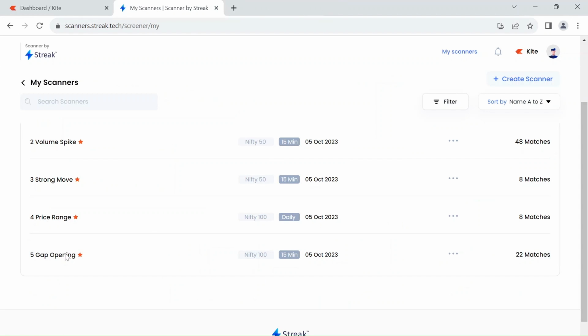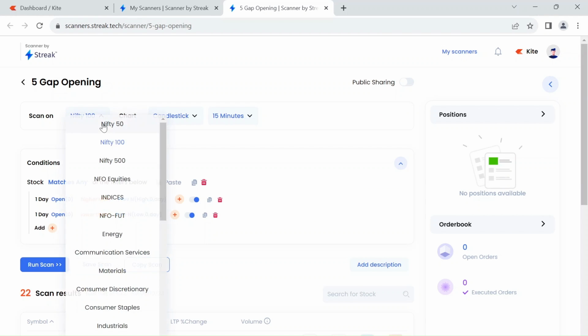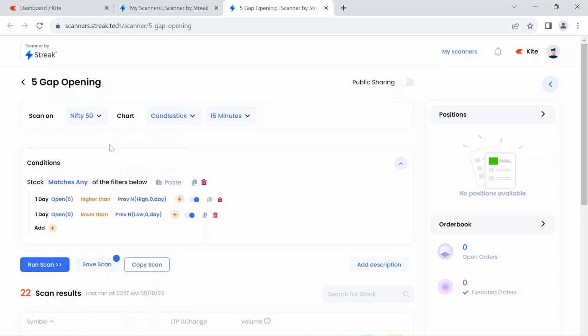And the last one is gap opening. So what I'm checking is whether the stock opened gap up or gap down. You can make it Nifty 50, and so day's open is higher than previous day's high. That means it made a gap up, or match any, so either this or this. Day's open is lower than previous day's low. That means gap down has happened.